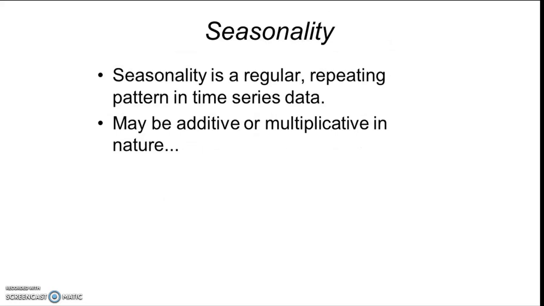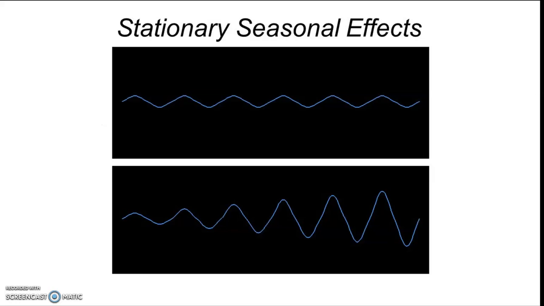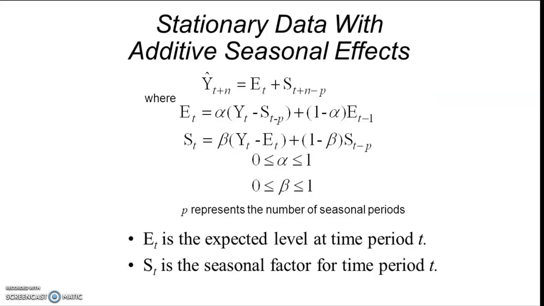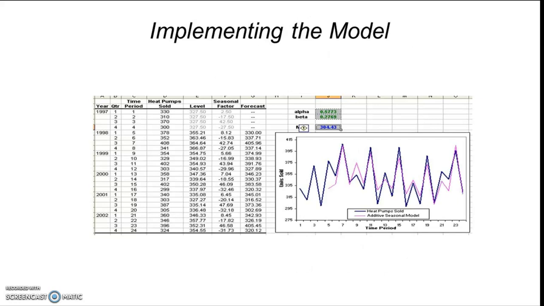And this is now seasonality. As I mentioned earlier, seasonality is a regular repeating pattern in time series data. These may be additive or multiplicative in nature. These are stationary seasonal effects. There may be stationary data with additive seasonal effects, where ET is the expected level at time period T and ST is the seasonal factor for time period T. This is how we implement the model, and here we have graphs of these variables. These are the level, these are the seasonal factors, and these are the forecast values.